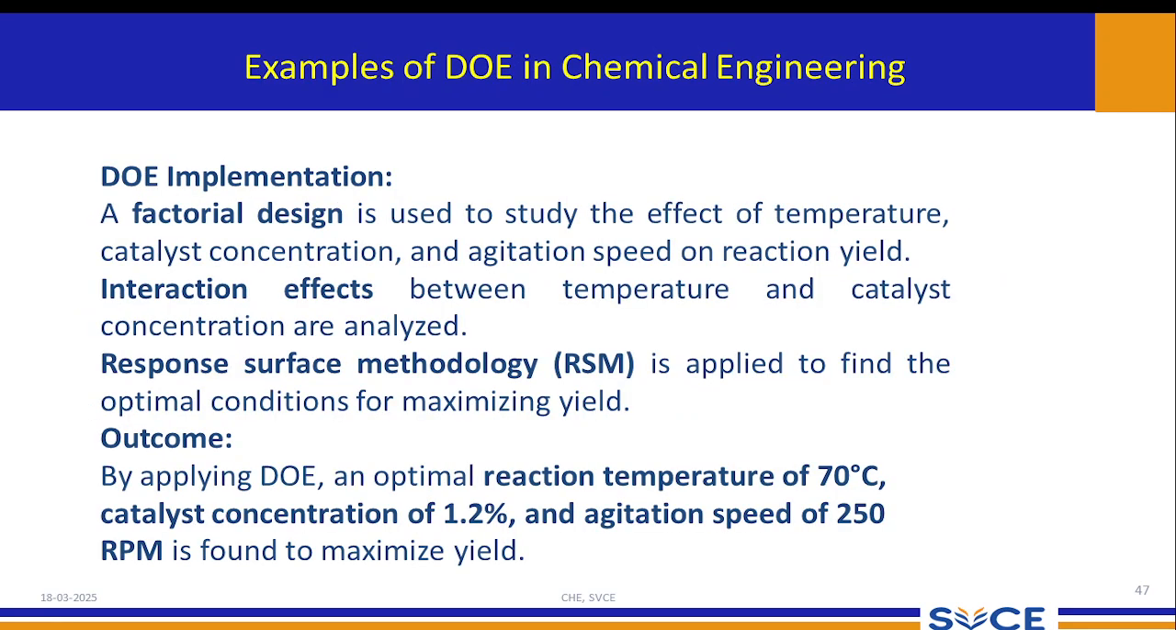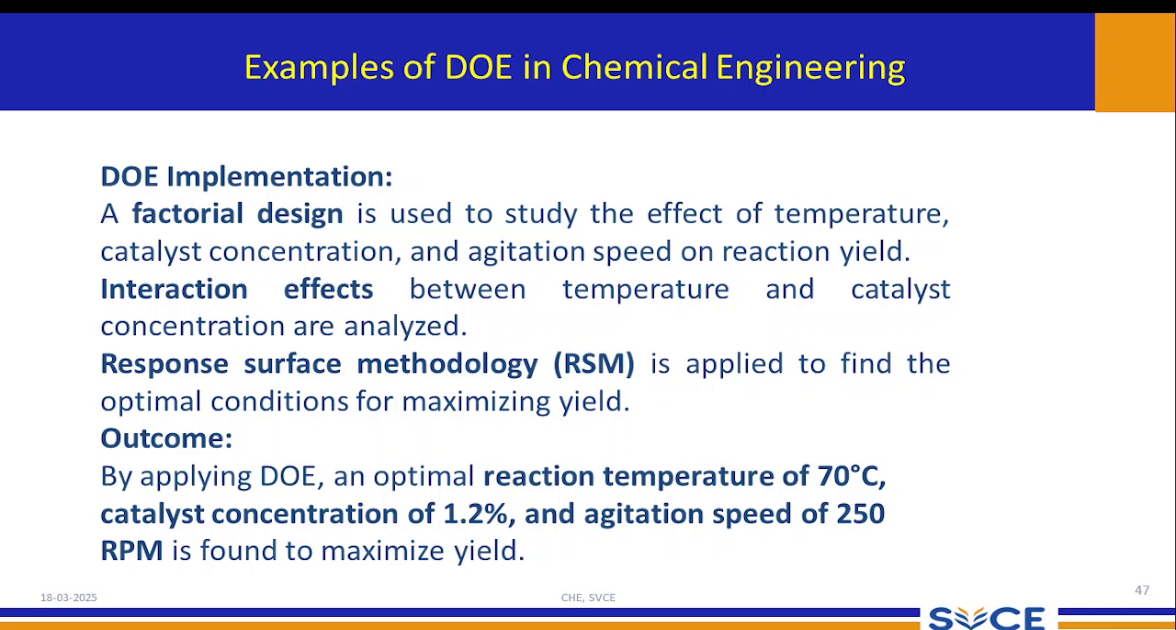Coming to the design of experiments, a factorial design is used to study the effect of temperature, catalyst concentration and agitation speed on reaction yield. What is the interaction effect between the temperature and catalyst? Response surface methodology is applied to find the optimal condition for maximum yield. So the ultimate aim is that the dependent variable should be higher, so we need to identify the point of the independent variables at which the response is higher.